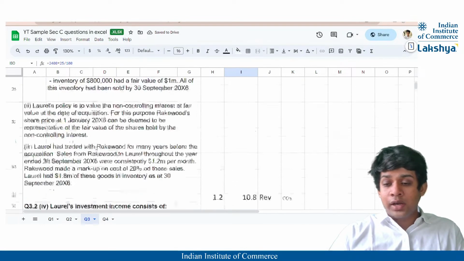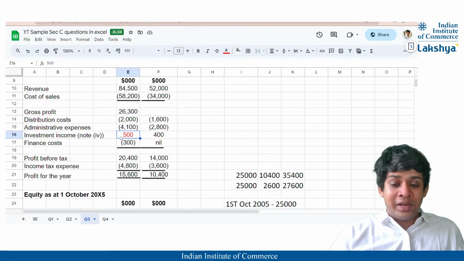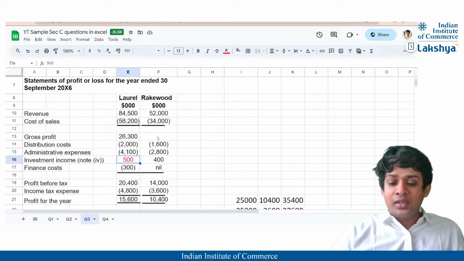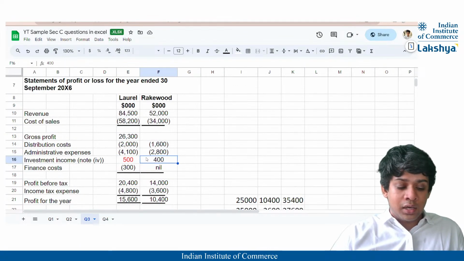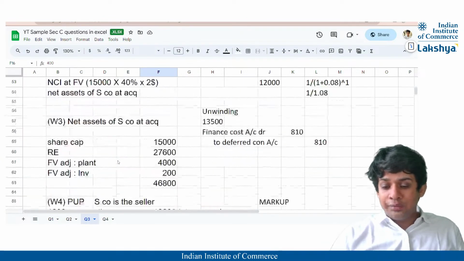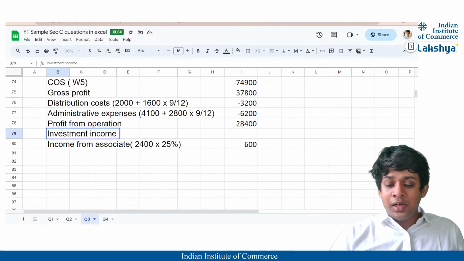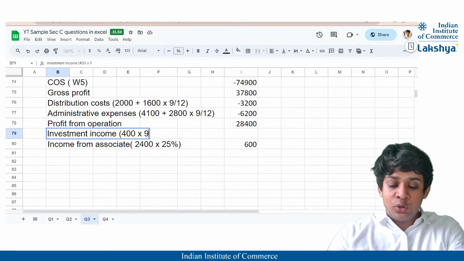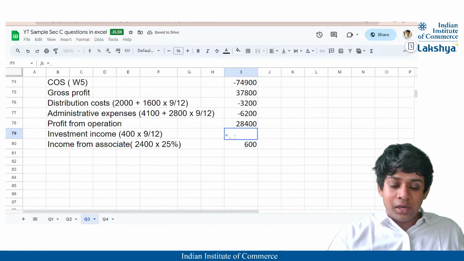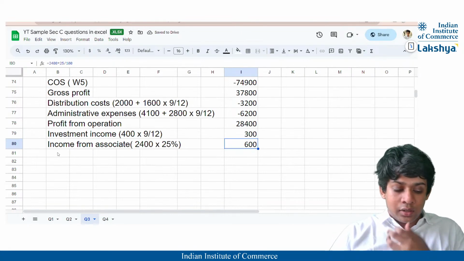For investment income also, guys, one thing was pending. Yes, investment income of the parent is to be eliminated because that is a dividend paid by the subsidiary. Intra-group dividend is to be eliminated. Investment income of the subsidiary is to be added, and that will be nothing but 400, don't forget, into 9 divided by 12, right? So what is the investment income here? It is nothing but 400 into 9 divided by 12, that will give me 300, correct?